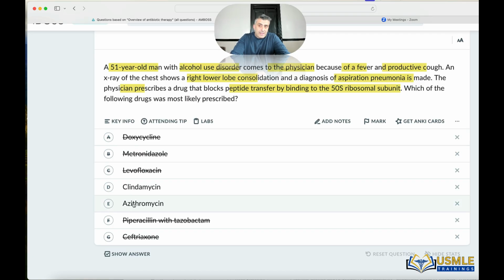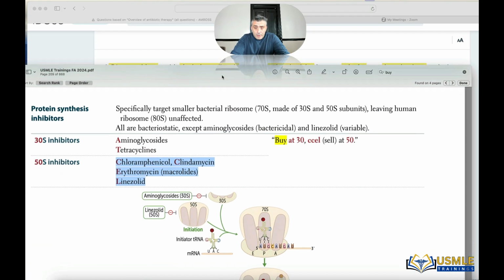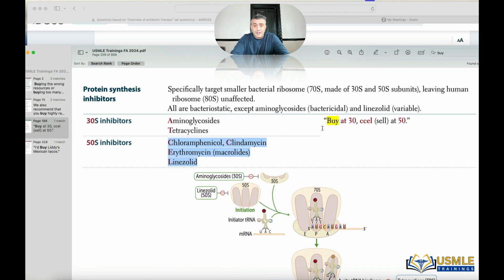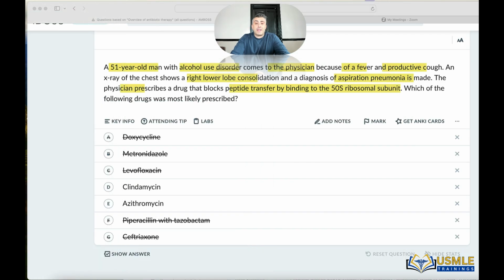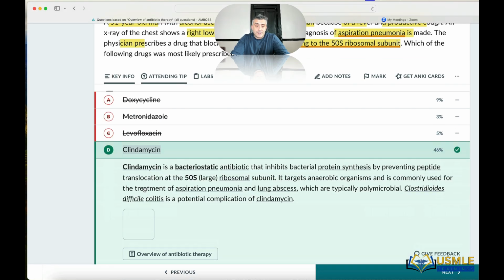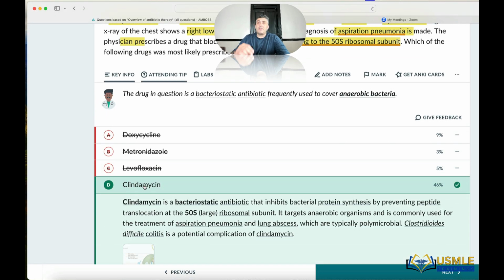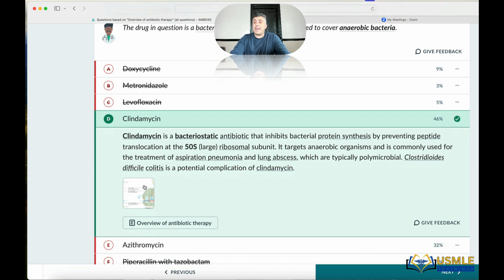So there is no mistake here that you're down to 50-50 by knowing the mnemonic, right? The mnemonic is buy at 30, sell at 50. They're all here. But you need to know that the medication you give for aspiration pneumonia, anaerobic infections, will be clindamycin. Clindamycin is given for anaerobic infections above the diaphragm, metronidazole below the diaphragm, right? This is what I mean when you're studying hard for Step 1.